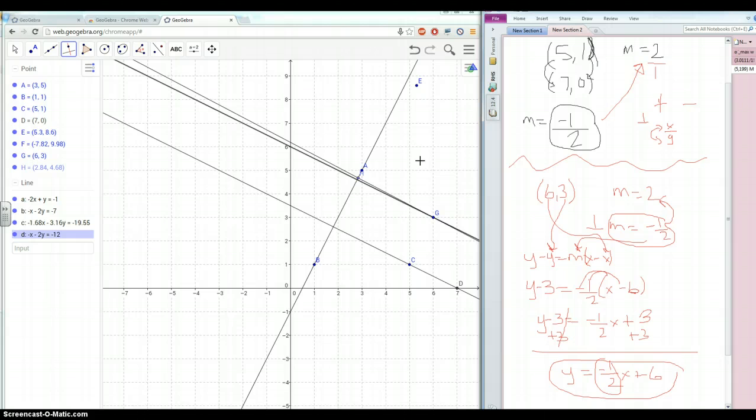All right, that's how you find the equation of a line that goes through a point perpendicular to another. Okay, this is all relationship of one to the other.